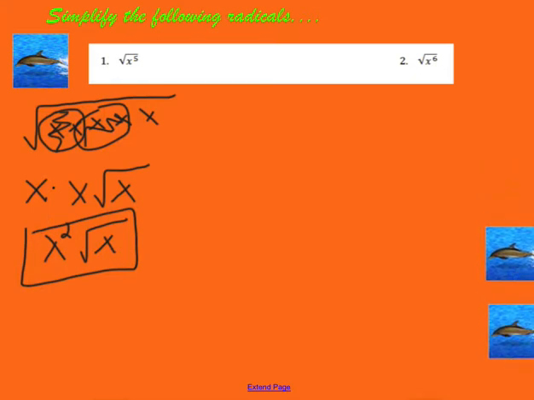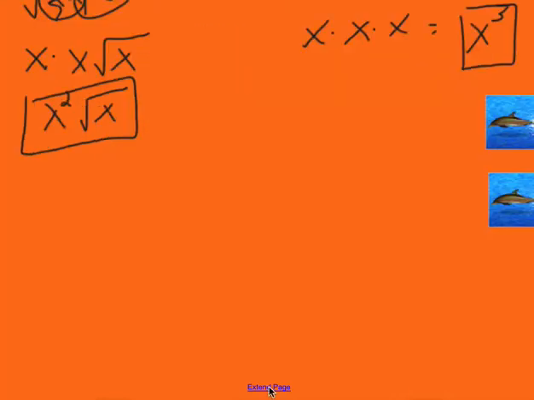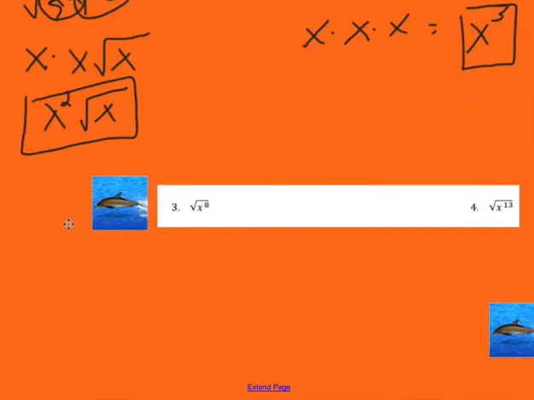Let's go ahead and take a look at number 2 because number 2 is going to be just a little bit different. So we have 6 x's, so I'm going to draw out 6 x's. So I have x, x, x, x, x, x. So I have a pair of x's here, a pair of x's here, and a pair of x's here. So what happened here is all of our x's ended up in pairs. And just like before, when all of your x's end up in pairs, then your radical goes away. So there's an x for the first pair, an x for the second pair, and an x for the third pair. So x times x times x is going to give us x to the third. So your answer for number 2 is simply just x to the third.